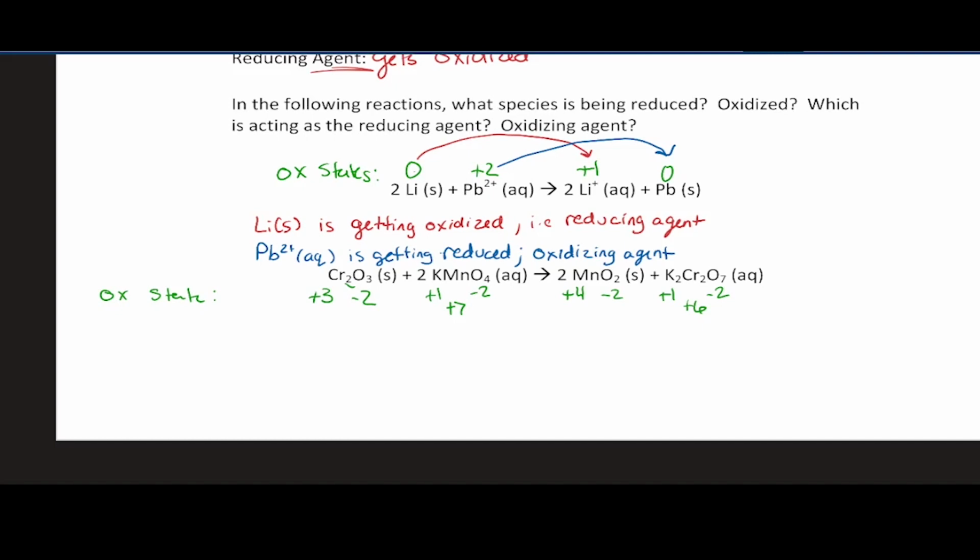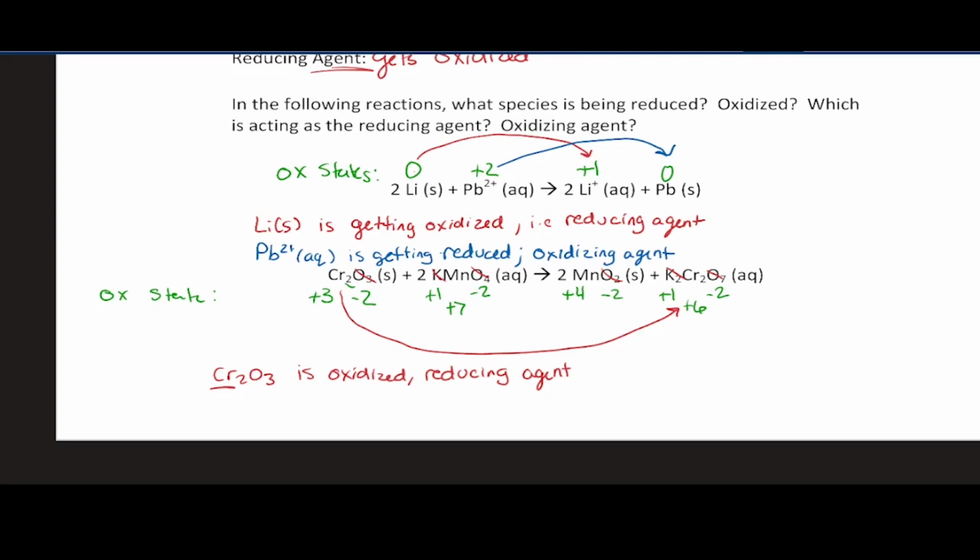We'll start off with oxidation, so it's losing electrons, its oxidation number is increasing. The first thing that we can do is immediately rule out oxygens here and our potassium. And looking at chromium, we're going from +3 to +6, which I would argue is an increase in number. So our chromium oxide is being oxidized, thus is acting as the reducing agent. In particular, our chromium is what's being oxidized.